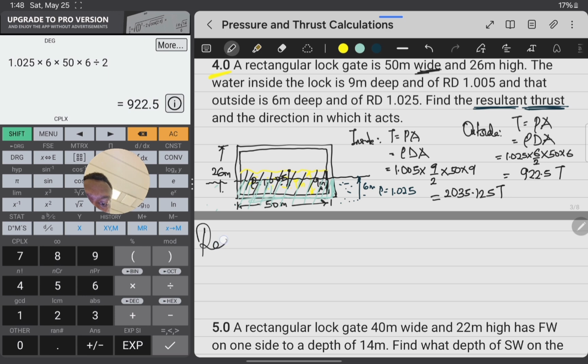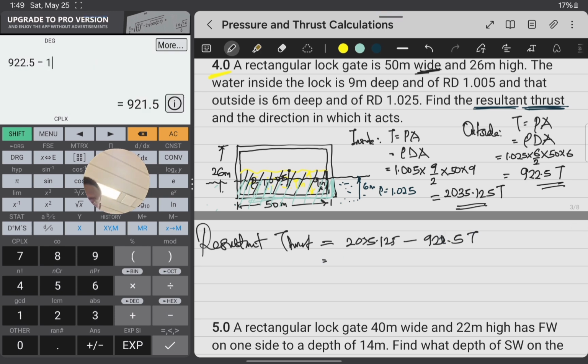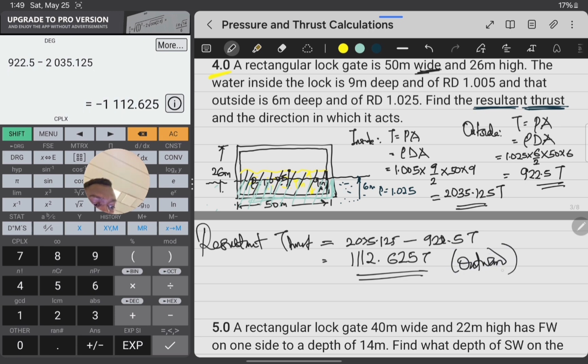The unit is tons. So the resultant thrust will be whichever is bigger minus the smaller value, which is 2035.125 minus 922.5. So we have 1112.625 tons. Now, in what direction is it? The inside is acting on the gate outward. The outside is acting on the gate inward. So the resultant is going to be outward because the inside water is more than the one outside.